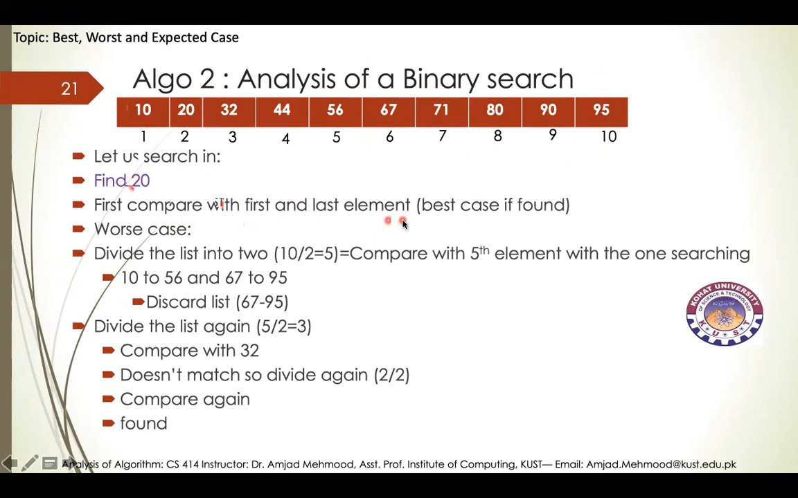If it finds it there, this would be the best case. Otherwise, it will divide the total list by 2, and you will get the mid. So this will be compared with the mid. If you find this element, like 20, at the 5th position, this will be the best case. Otherwise, for example, if you divide this, you will get 56.